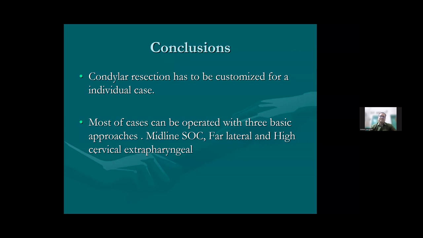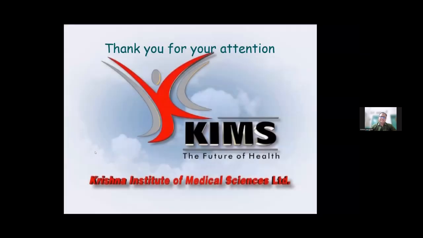In other cases, one has to do a paralateral or extreme lateral or a high cervical extrapharyngeal approach in tumors of the foramen magnum. Thank you for your attention.